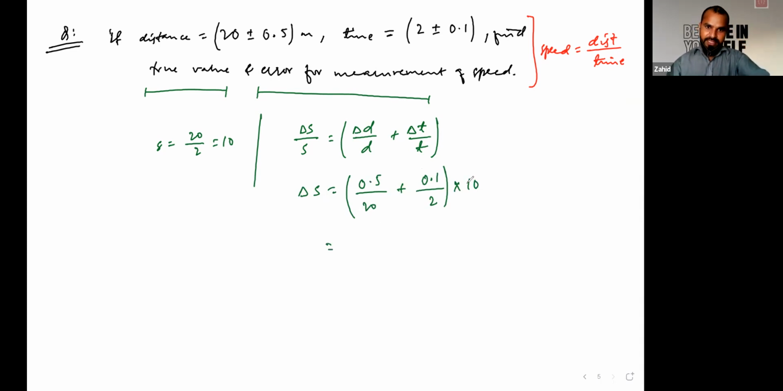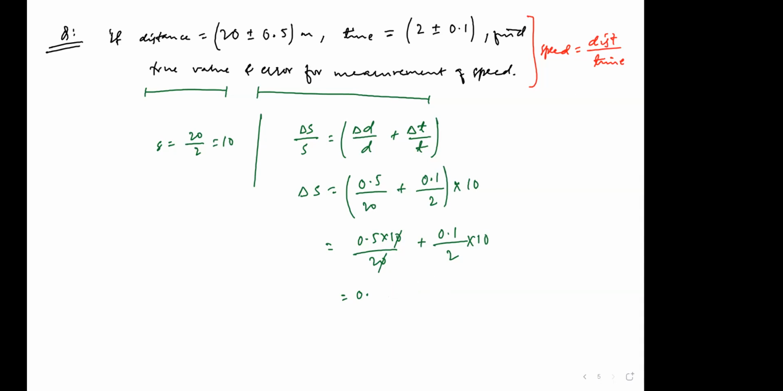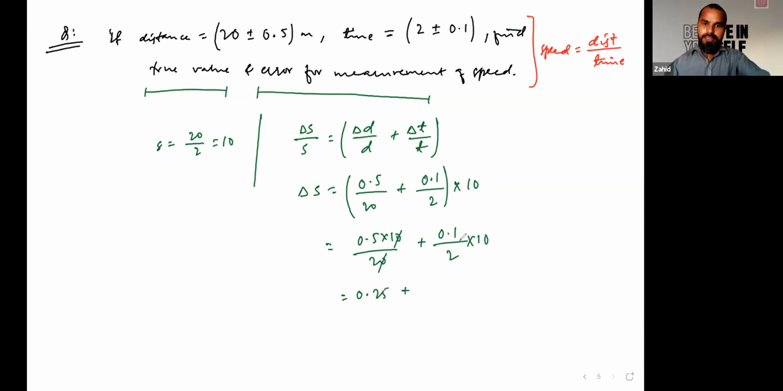So 0.5 into 10 divided by 20 plus 0.1 divided by 2 into 10. So the zeros cancel out. 0.5 divided by 2 will be 0.25. It will be 0.25 plus 0.1 divided by 2 into 10. So just multiply and this gets cancelled out. So 1 over 2 means 0.5. 0.5 plus 0.25 would be 0.75. Okay.